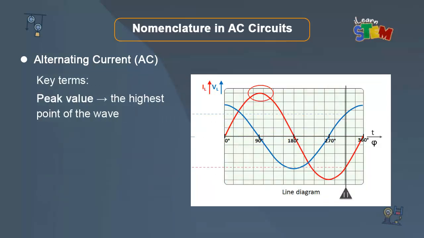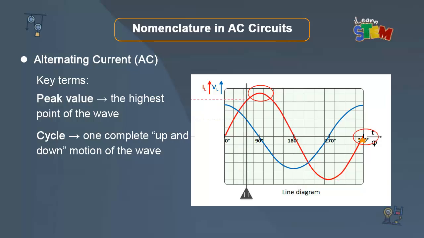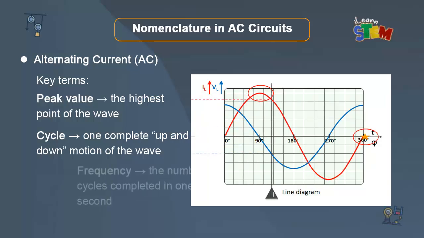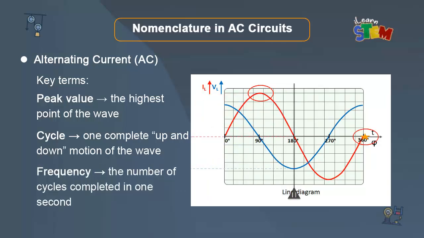The highest point of the wave is called the peak value. And one complete up and down motion is called a cycle. Finally, the number of cycles in 1 second is called the frequency.